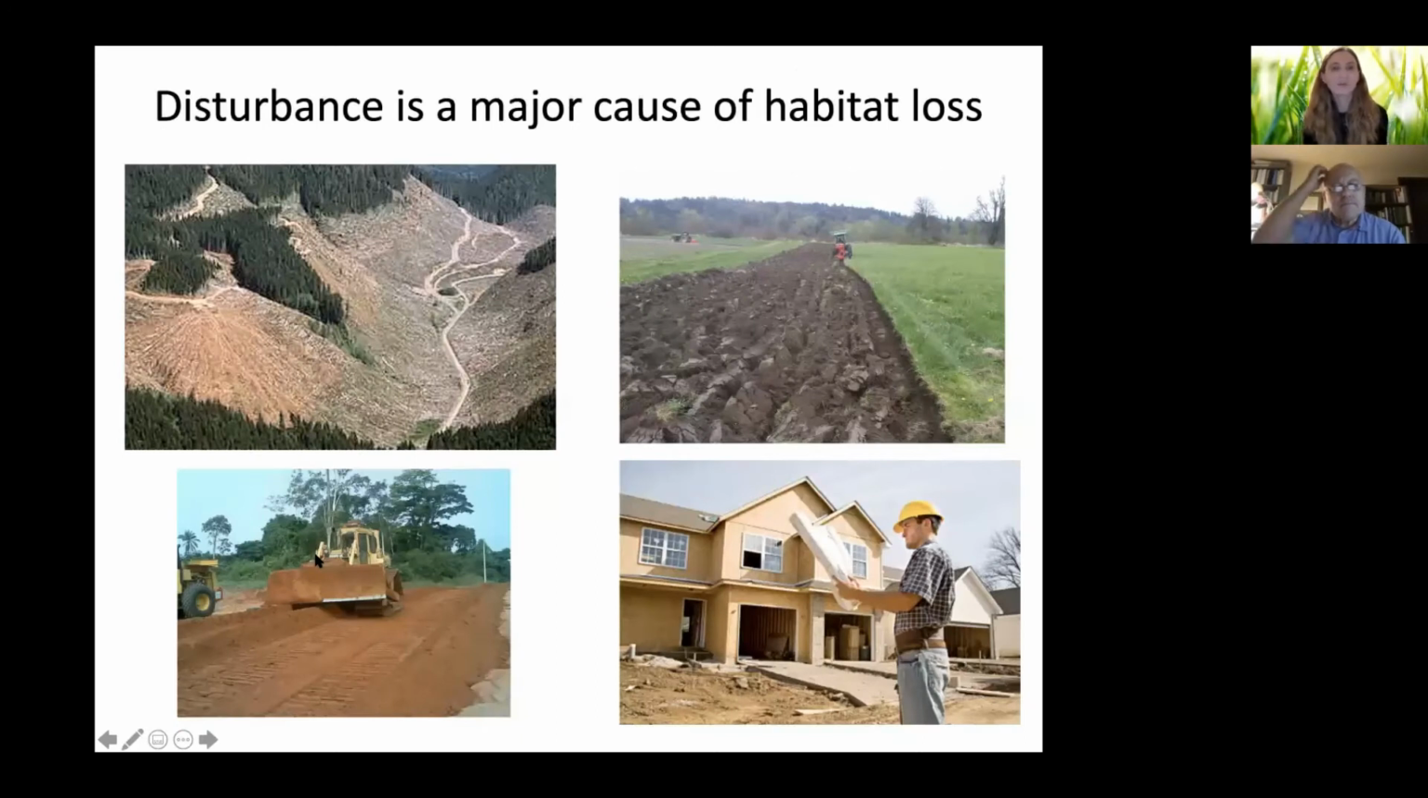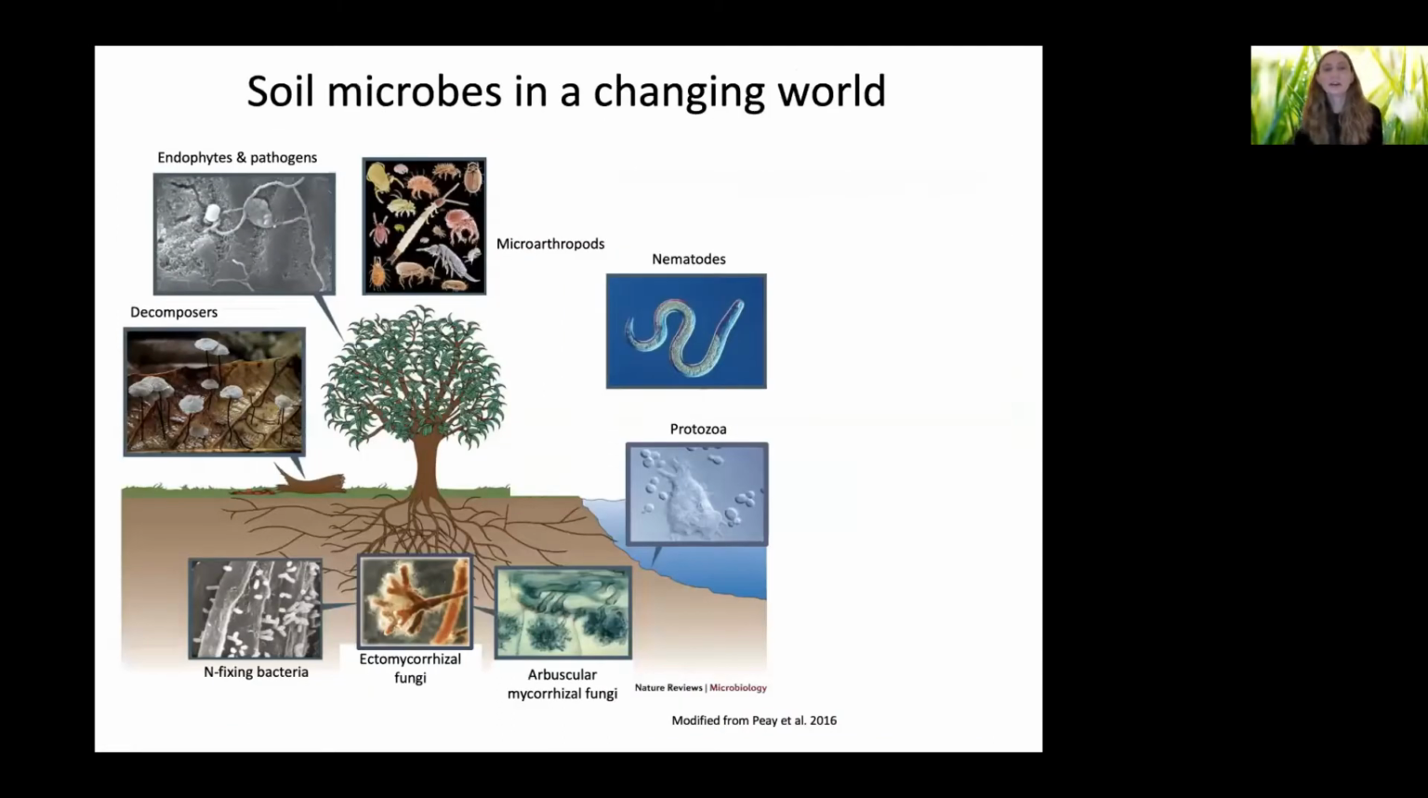Oftentimes when we think of the effects of disturbance, we think of the effects on above ground plant communities. You might imagine the impact of this clear cut on this forest ecosystem here, or tillage on this grass community, or effects of urbanization and road building. But it's also important to remember that the effects of disturbance that are felt above ground are also felt below ground in the soil ecosystem.